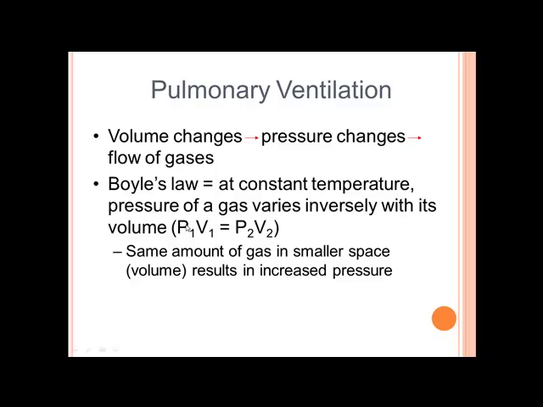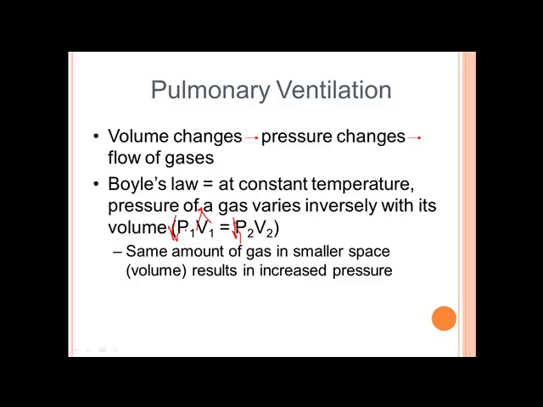So there's this equation: P1V1 equals P2V2. That is Boyle's law. The gist of what it's saying is that at constant temperature, the pressure of a gas will vary inversely to its volume. So if I was to increase the volume of my lung, we would decrease the pressure of the lung.